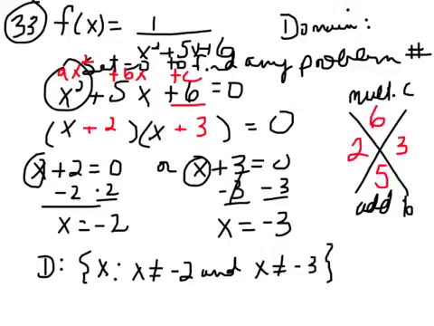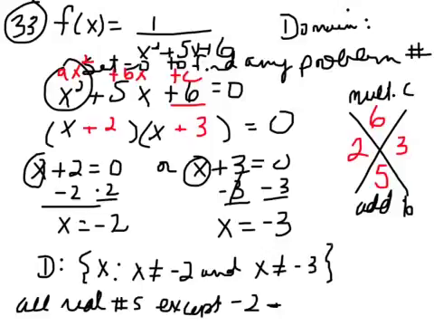We just draw an equal sign with a line through it to show we can't let it equal that. So what this means is it's all real numbers. This actually is telling people, when you write it this way, this is all real numbers except negative 2 and negative 3 is my domain.